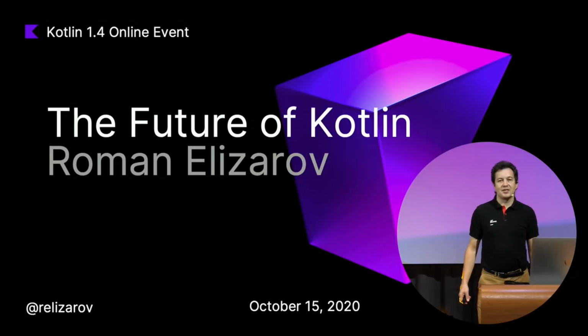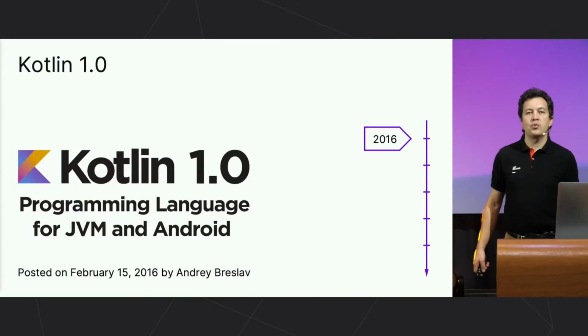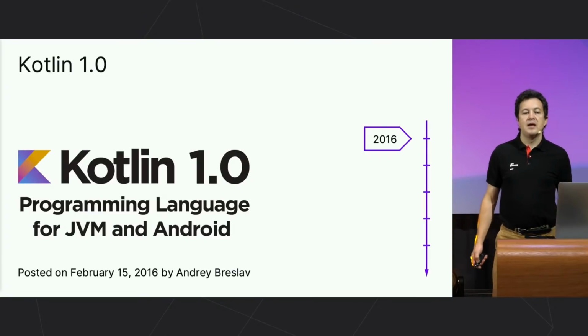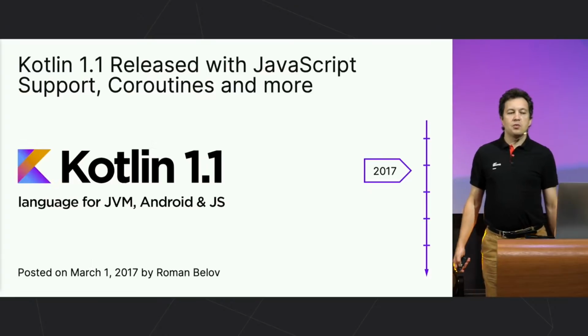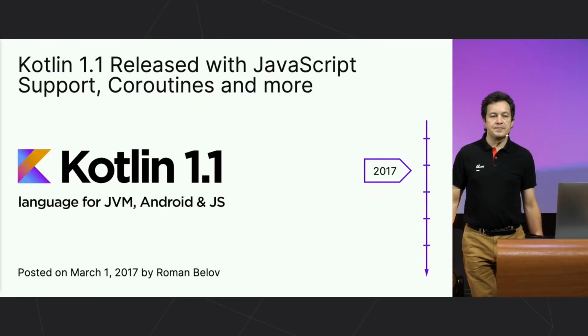Welcome to the Future of Kotlin talk. But first, let's talk a bit about the history of Kotlin. Kotlin 1.0 was released as a pragmatic language for JVM and Android. And in Kotlin 1.1, JavaScript support was added with coroutines and more features.